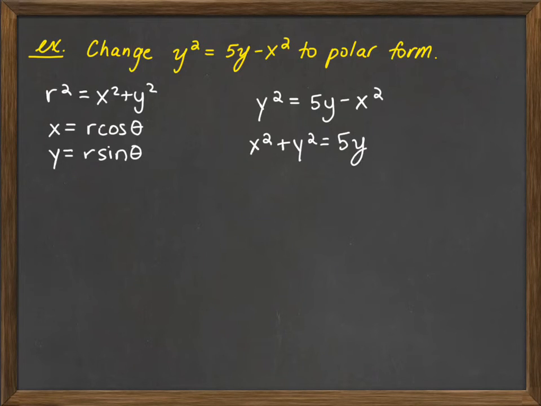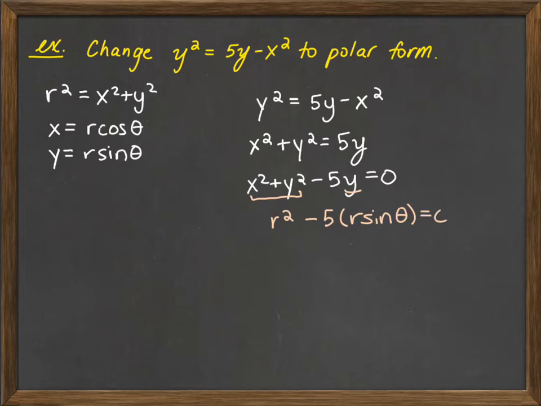And then I'm going to subtract 5y. So I'm going to get x squared plus y squared minus 5y equals 0. From here, I'm going to make a substitution. For x squared plus y squared, I'm going to substitute r squared. And for this y here, I'm going to substitute an r sine of theta.